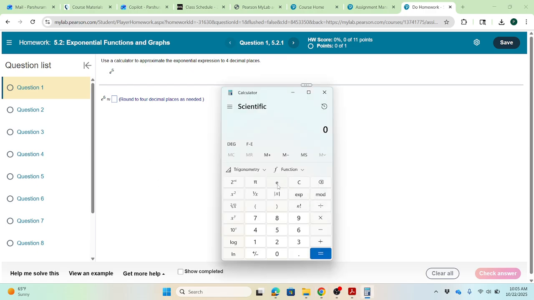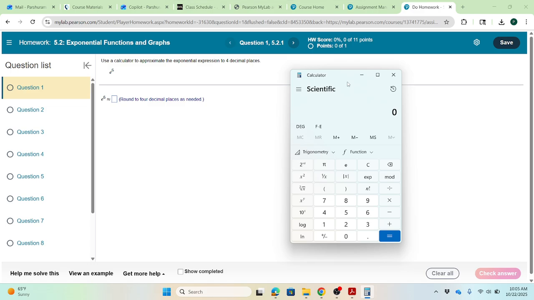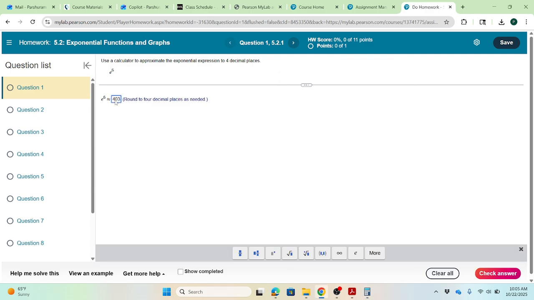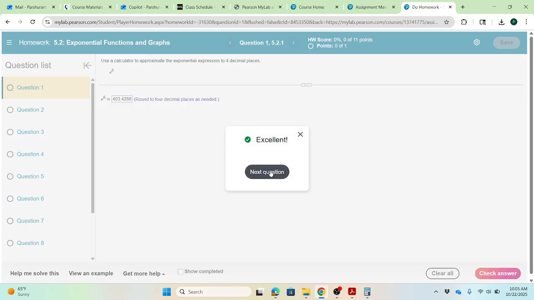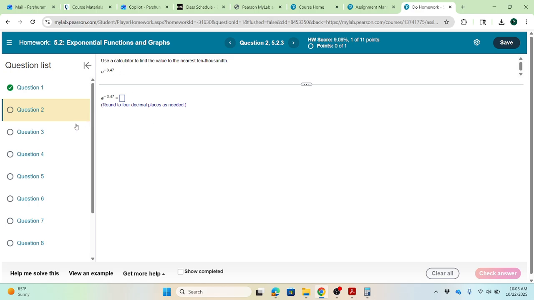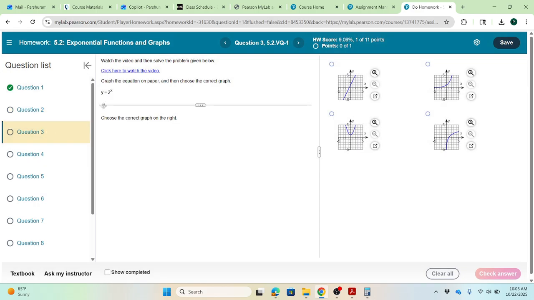Different calculators have different ways to do this. But for me, I just type e, that is the value of e, and then I take the power, whatever number I have been given. In this case, it's 6. Rounded to 4 decimal places, it's 403.4288. These are the things you can calculate using your calculator.